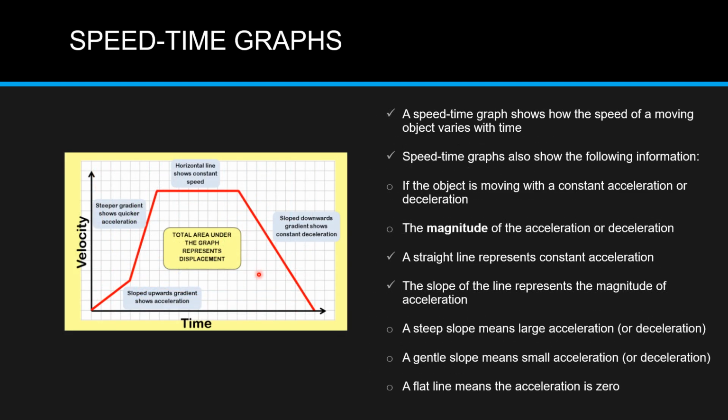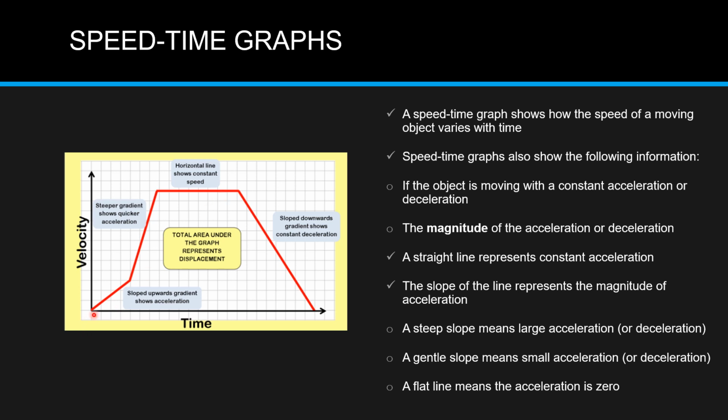So the next slide is about the speed-time graph. Now a speed-time graph shows how the speed of a moving object varies with time. It also shows if the object is moving with constant acceleration or deceleration, and the magnitude of the acceleration or deceleration. So a straight line represents constant acceleration. So here in this graph, everywhere we can see that the object is moving with constant acceleration. Now when the line is horizontal, when it is flat, it means that the object is moving at a constant speed. So it has 0 acceleration at that point.